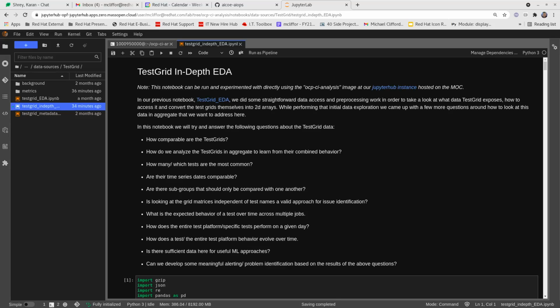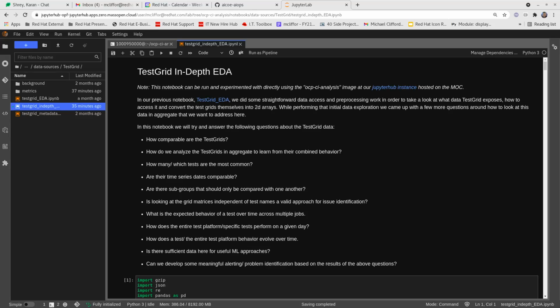As we started to look at the data in the previous notebook, we came up with a few questions. How comparable are these test grids with each other? How can we analyze them in aggregate to learn from their combined behavior? How many and which tests are the most common across the platform? Are their time series dates actually comparable? Is it the same for every grid? Are there subgroups that should only be compared one with another?